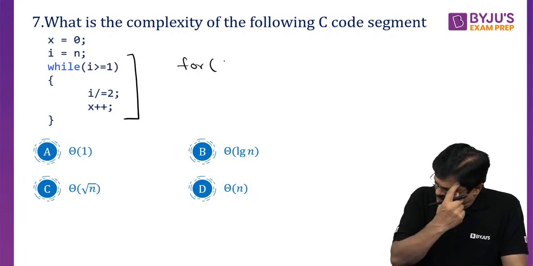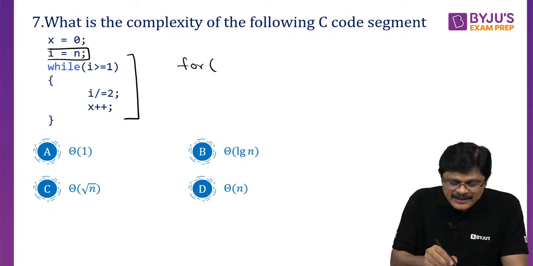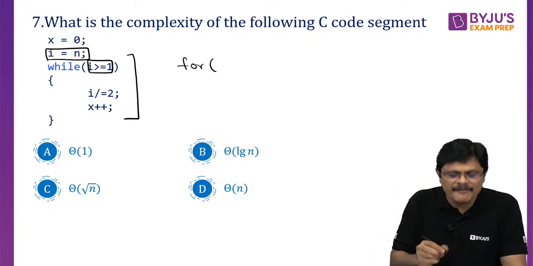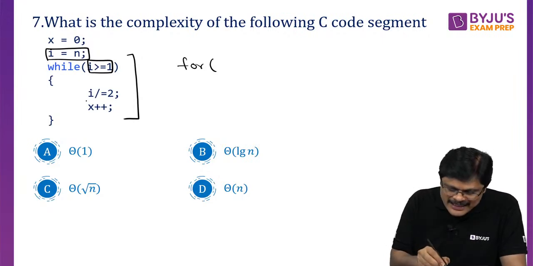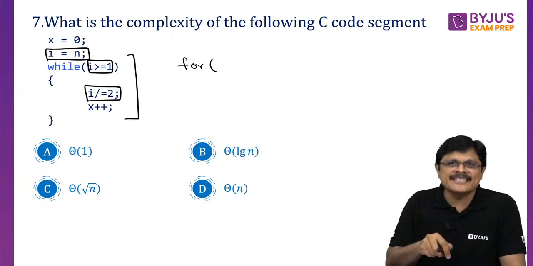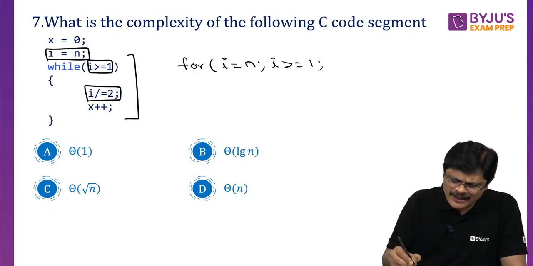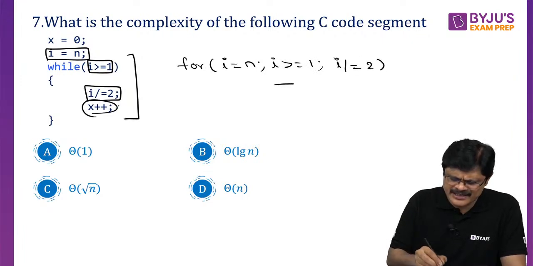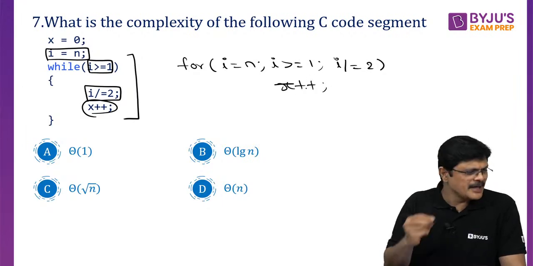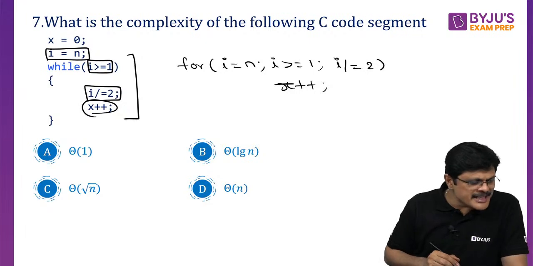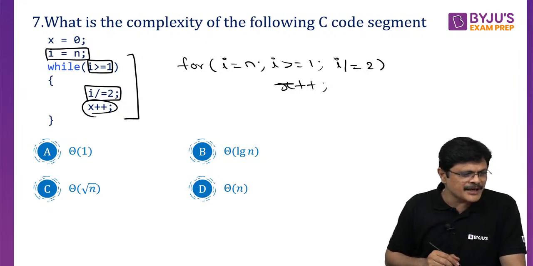Because in a while loop, what happens? The initialization happens outside the loop. Only the condition verification happens here, whereas the updation happens inside the loop. It is equivalent to the following for loop, my dear friends: i equal to n, i greater than or equal to 1, i divided by equal to 2, some statement. Here the statement is simply x plus plus. Is the idea clear? B, says AB, and Kannababu says the same.